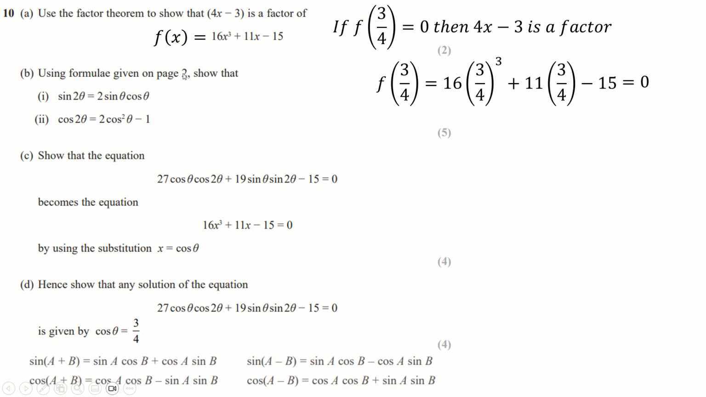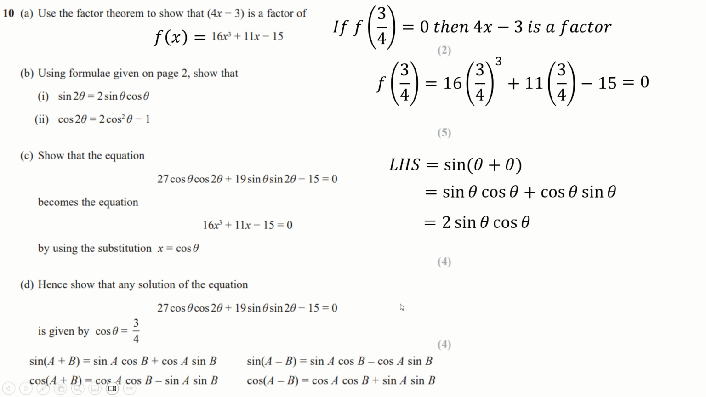So the formulae on page 2 are these formulae. Sine of 2 theta is obviously just sine of theta plus theta. And then according to this formula, that's sine theta cos theta plus sine theta cos theta, which is 2 sine theta cos theta, so that's nice and easy.